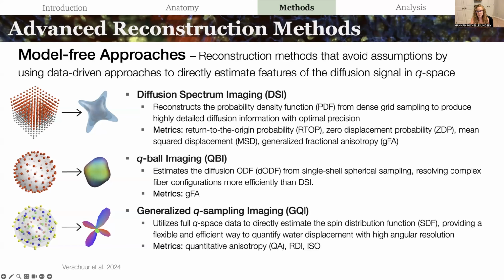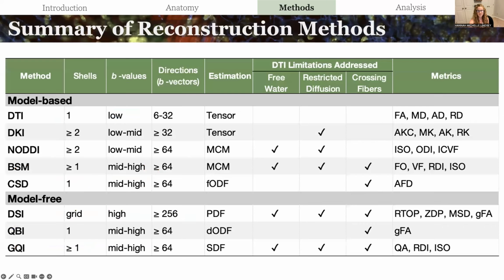The main advantage of GQI includes its flexibility in acquisition protocols and the balance it strikes between resolution and data requirements. However, just like QBI, it does sacrifice some of the detailed information provided by DSI to achieve broader applicability.